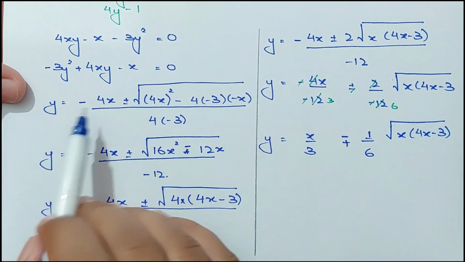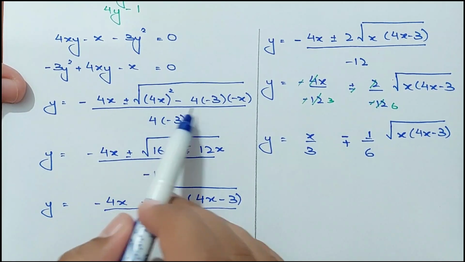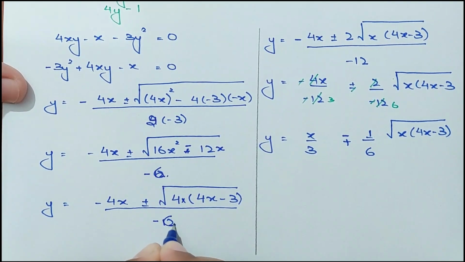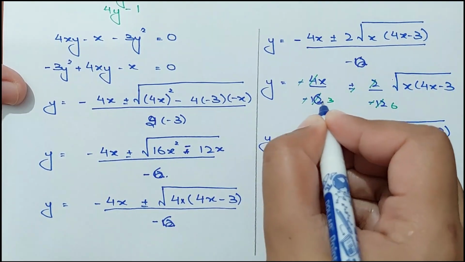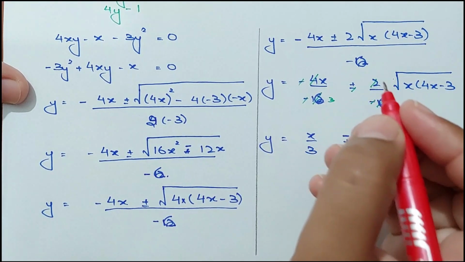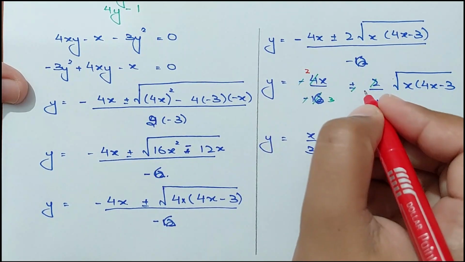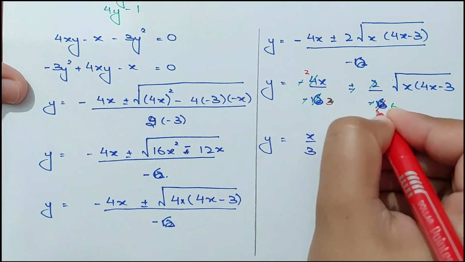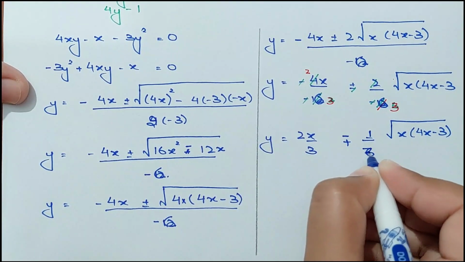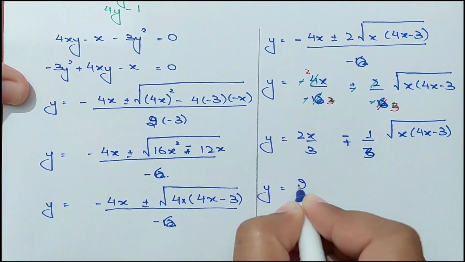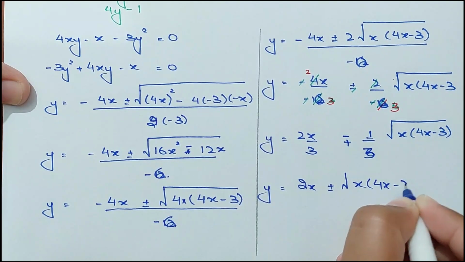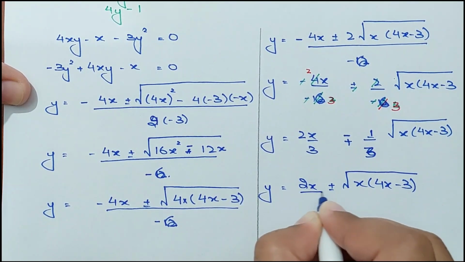In the quadratic formula we have y equals negative b plus or minus the square root of b squared minus 4ac, divided by 2 times the a value. This is 2 times 3, this is negative 6, negative 6, negative 6. So when we cancel it out, it becomes 4 and 6. 2 times 2 is 4 and 2 times 3 is 6. 2 times 1 is 2 and 2 times 3 is 6. So 3 would be the denominator. So this is 2x over 3. So y equals 2x plus or minus the square root of x into 4x minus 3, and divided by 3.